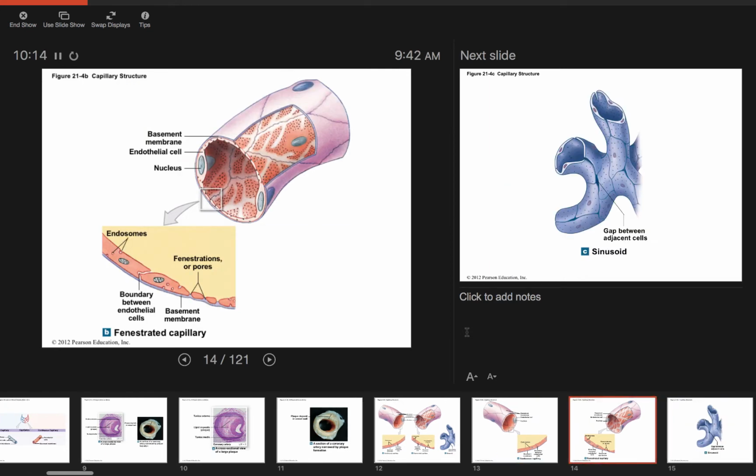Then we have these capillaries that are called fenestrated capillaries. They're just like the continuous capillaries, only they have these additional fenestrations, or holes, in the cells. So fenestrated capillaries have holes in the cells. Why would we need holes? To let stuff out even faster, right? So when would we need faster diffusion? Like in endocrine tissues, right?